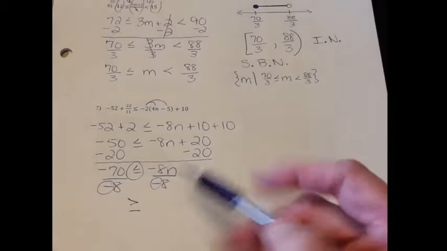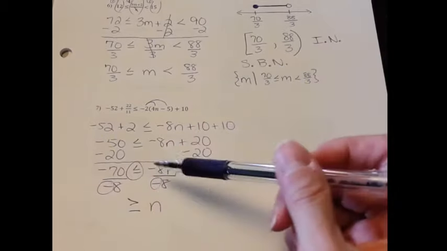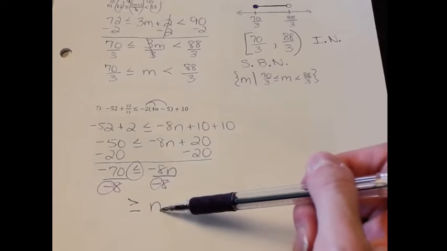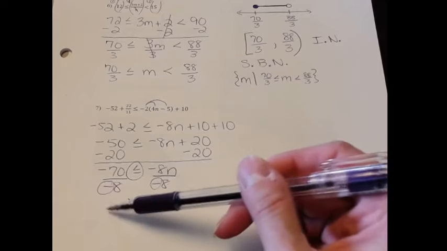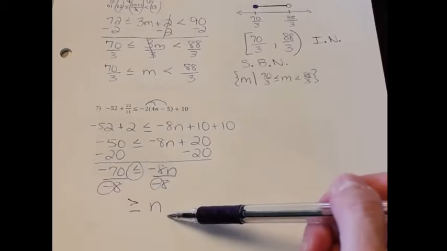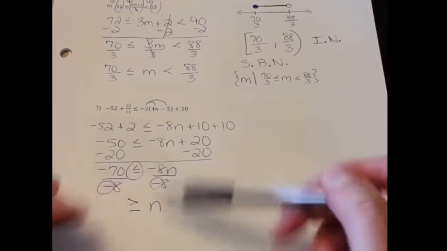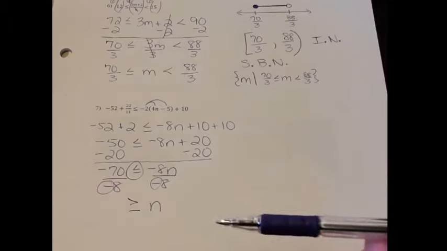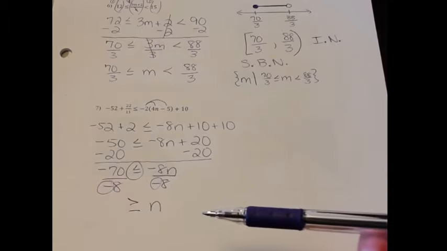Negative 8n divided by negative 8 is just n. Keep n on the right. Do not accidentally bring this over here and flip the sign and then bring this expression on this side. No, no, no. Leave everything exactly where it is. Okay? We'll dissect it later.